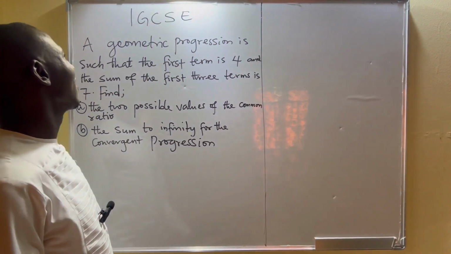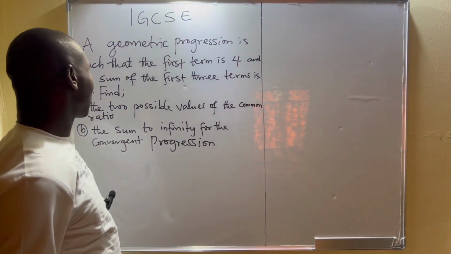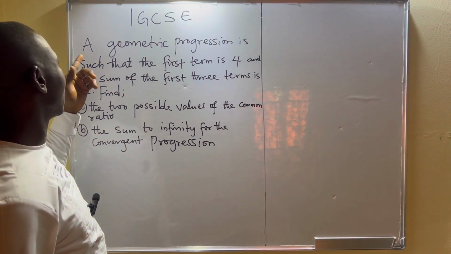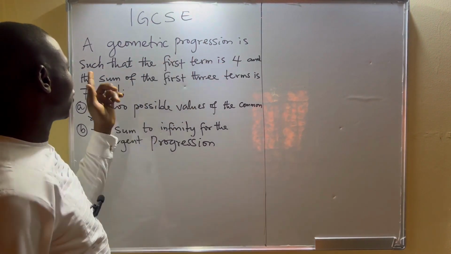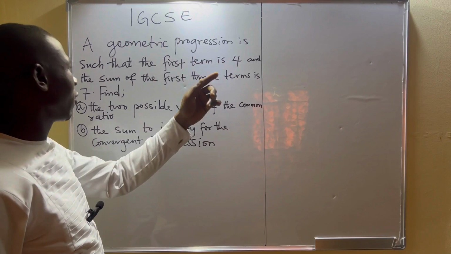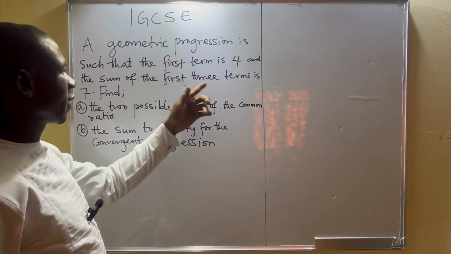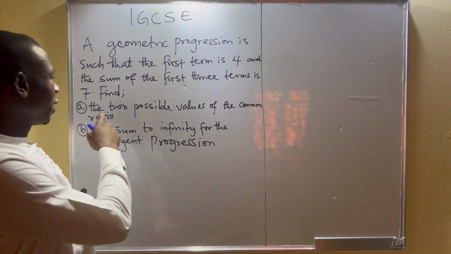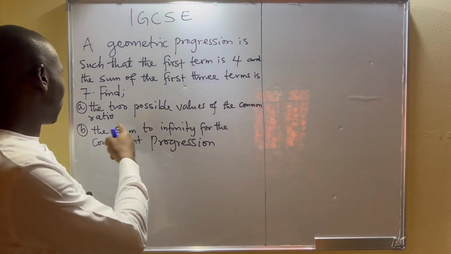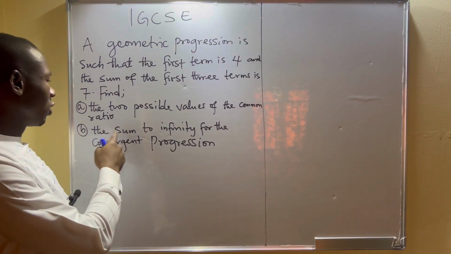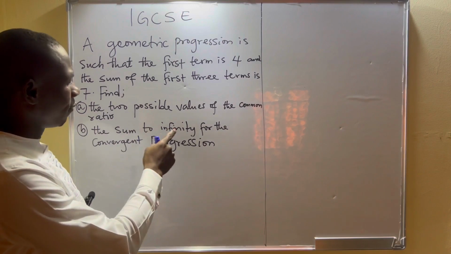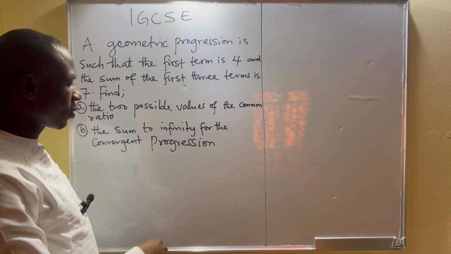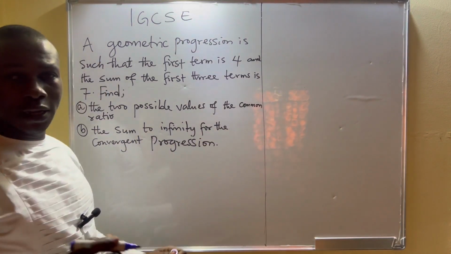Yeah, hello fans. We want to look at this IGCSE question. The question says a geometric progression is such that the first term is 4 and the sum of the first three terms is 7. Find the two possible values of the common ratio. And B says find the sum to infinity for the convergent progression. So we start this way.